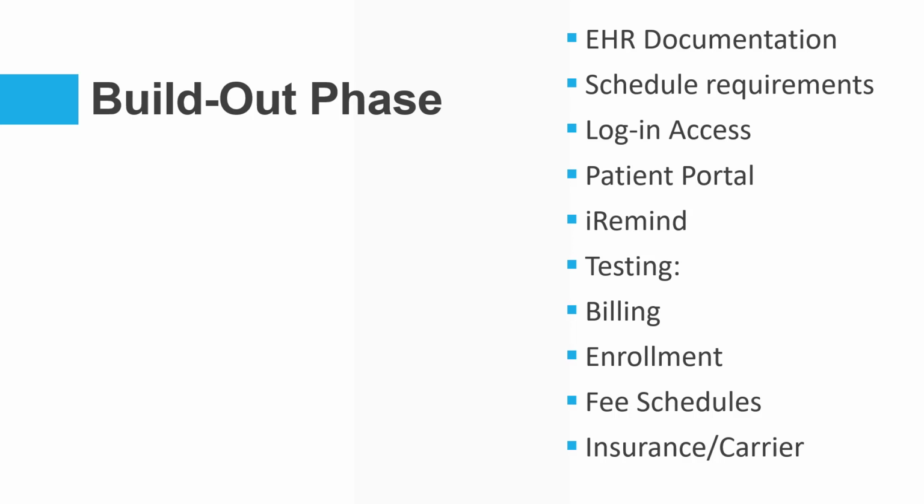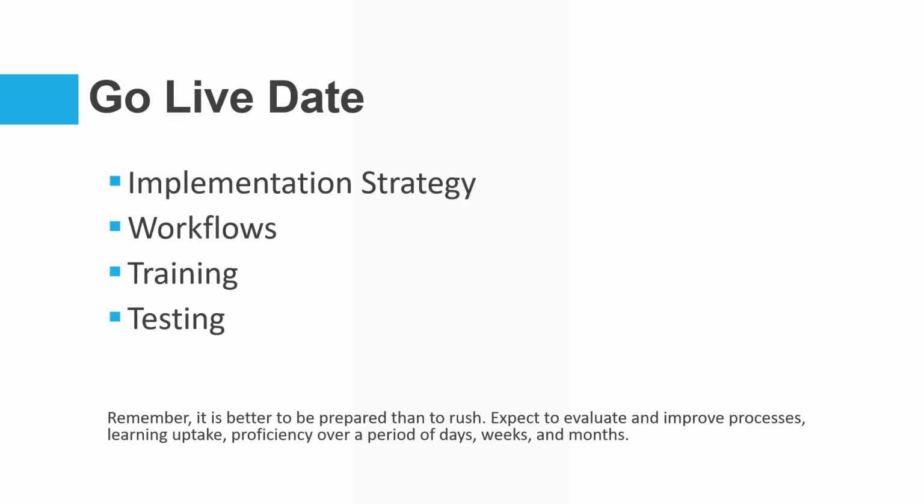And then we further test your billing and your enrollment and your fee schedules and your insurance carrier, getting all the rough edges knocked off so that this will flow smoothly. Finally, after the build-out phase has been done, then we can begin thinking about, okay, what is our strategy for go live? So what does that look like? How do we want to implement this as we begin to put patients in the system?